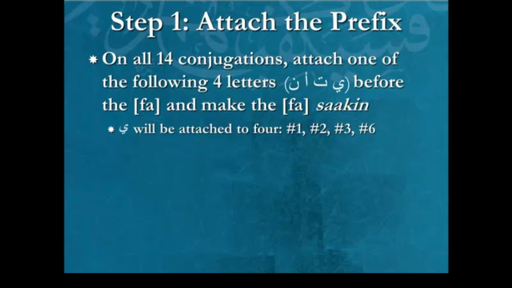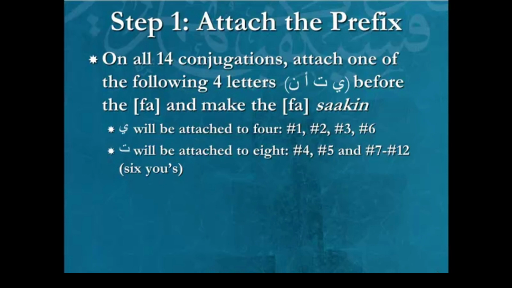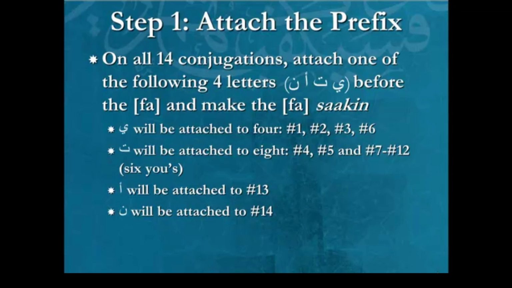The fa position is going to become sakin, so you'll hear yaf, taf, af, and naf. So ya will be attached to 4 of them, the top 3, yaf, yaf, yaf, skip 2, and then yaf on the group of females. The 2 we just skipped would be taf, taf. So now we have yaf, yaf, yaf, taf, taf, yaf, and then all middle 6 are taf. Conjugation number 13 has the hamza at the front, and conjugation number 14 has the noon.